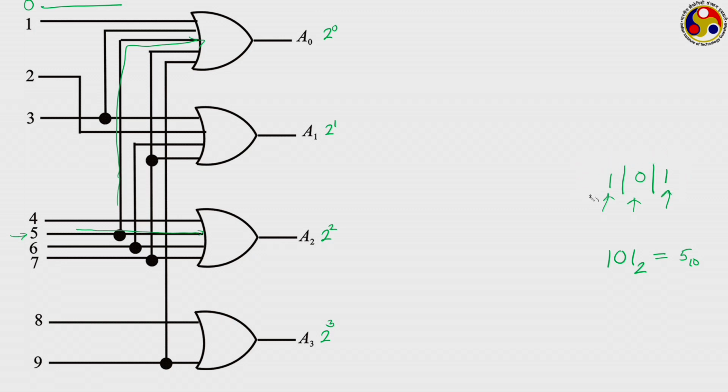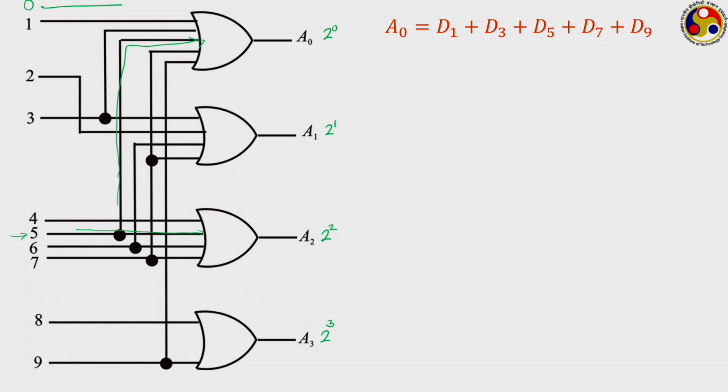So, this way we can very easily get the BCD conversion done for each of the digits using these 4 OR gates. And this can be the mathematical equivalent. A0 is connected to 5 different inputs, D1, D3. Here D1 refers to the decimal input 1, D3 refers to the decimal input 3. So, A0 is connected to the 1, 3, 5, 7 and 9 inputs.